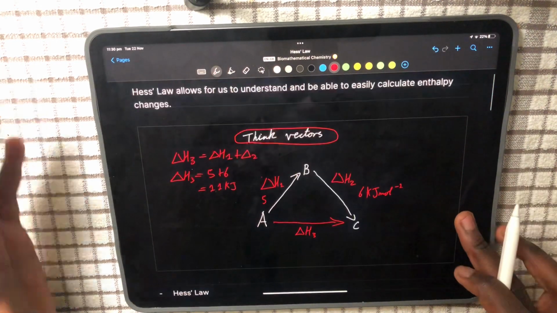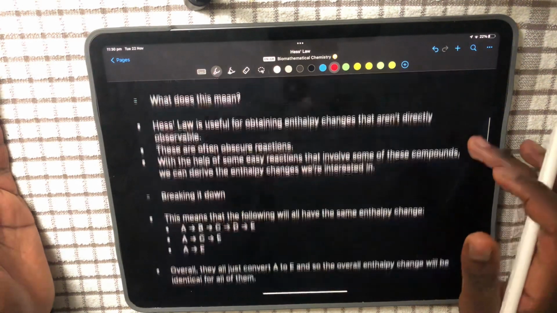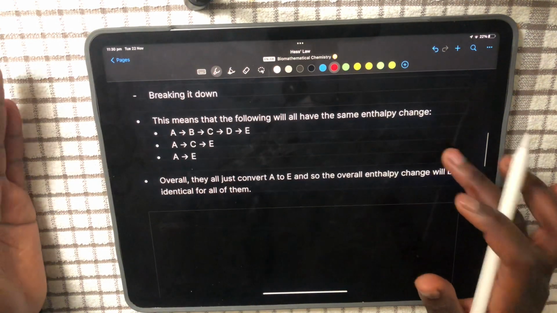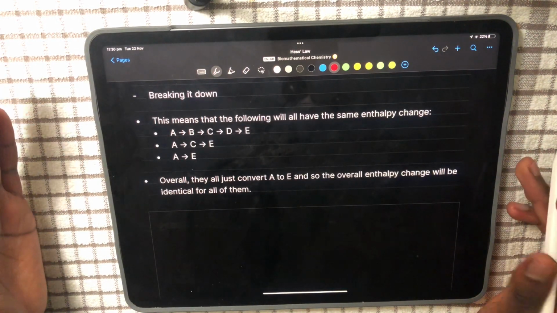And I said, this is a very similar principle to vectors. So breaking it down, this means that the following will all have the same enthalpy change.